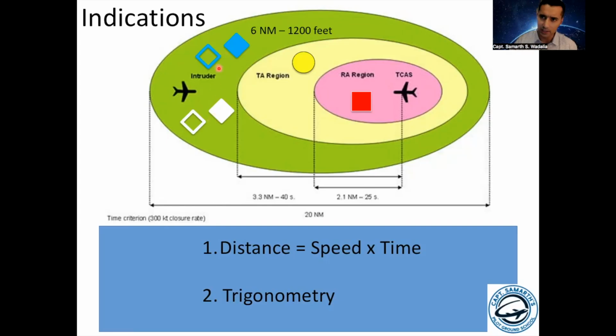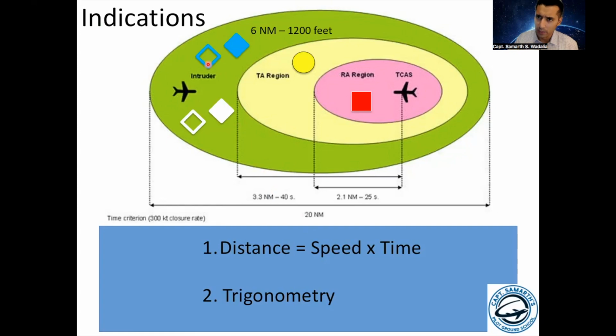These indications are exactly the same. A solid blue diamond is the same as a solid white diamond, and a hollow blue diamond is the same as a hollow white diamond. What is a hollow blue or a hollow white diamond? This is simply proximate traffic. Depending on the hardware type of both your aircraft, your TCAS will have a certain effective range. And within that effective range, it will be able to show you proximate traffic around your aircraft, which is not really of a threatening nature. So the least threatening target is a hollow white diamond or a hollow blue diamond, which is simply traffic in your vicinity.